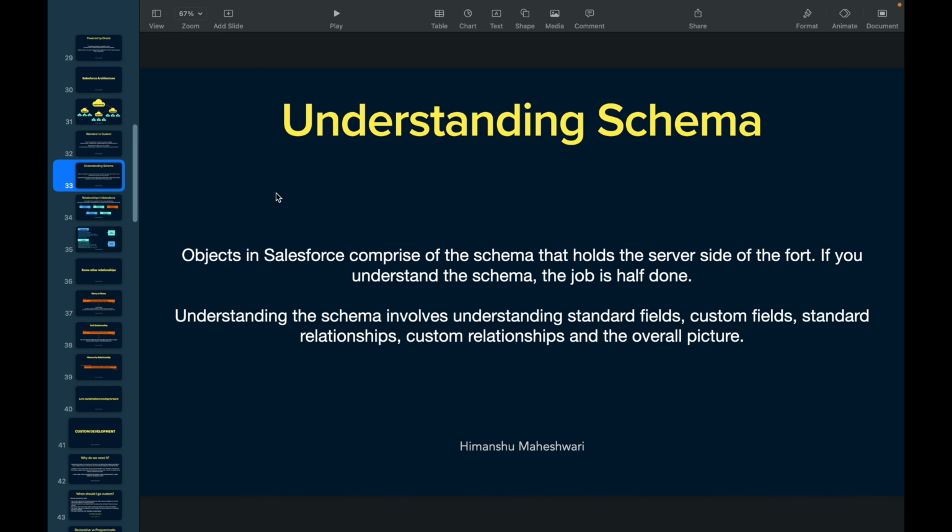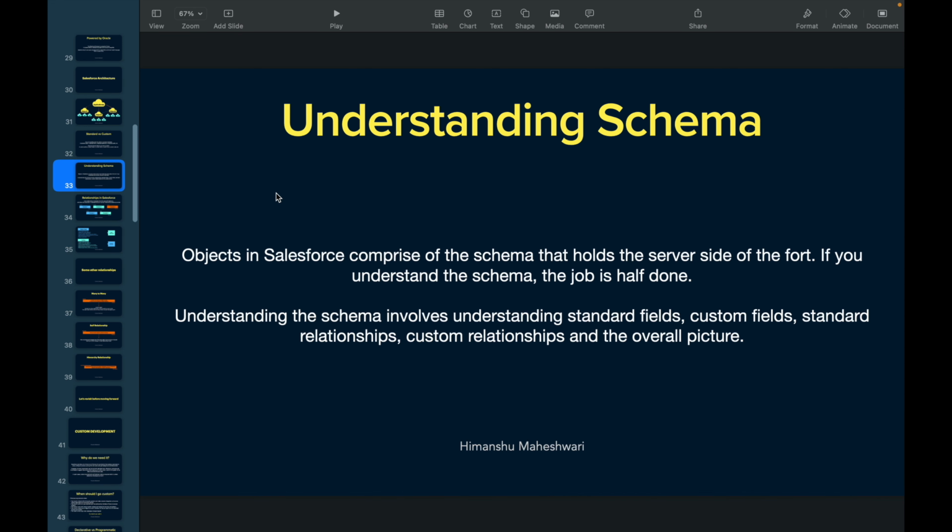the fort. If you understand the schema, meaning if you understand an object, if you understand how it is linked to different objects, the job is half done because you understand relationships, right? You can then query them, you can then update them, you can do all of that. That's pretty basic. There's no rocket science to it.